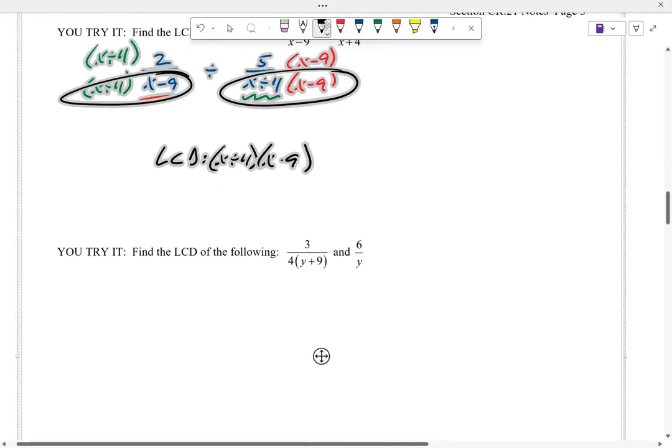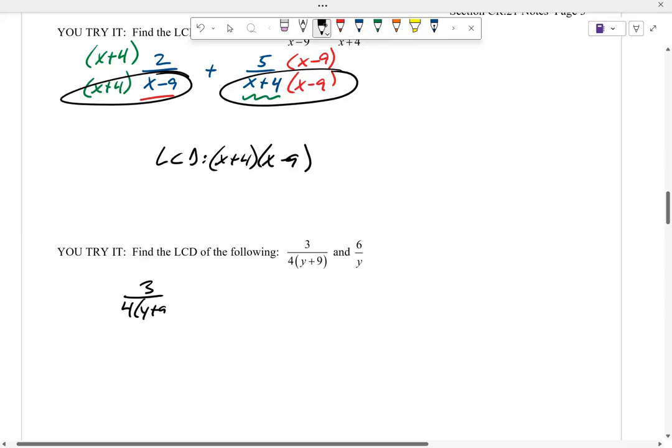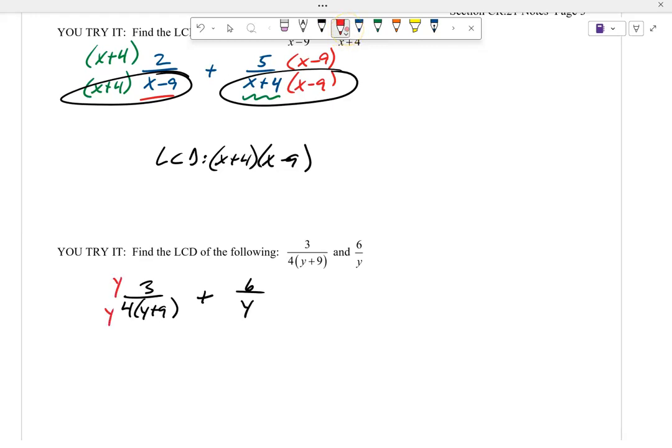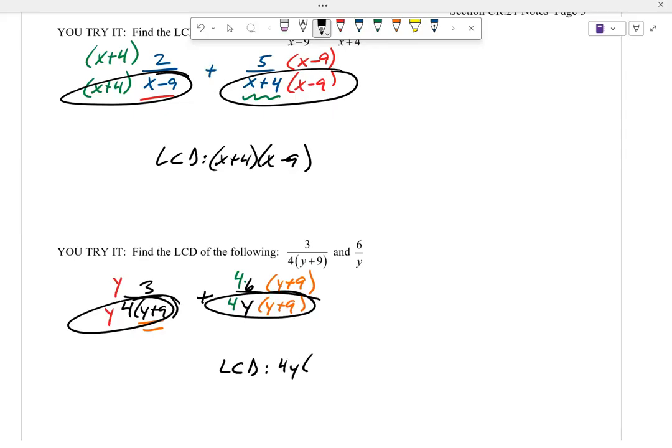Same thing for this one here. If we were adding these up, the one on the right has a y, the one on the left does not, so I'd have to give it a y and a y. Notice the one on the left has a 4, the one on the right does not. I'd have to give it a 4. And finally, the one on the left has a y plus 9, the one on the right does not. I'd have to give it a y plus 9 top and bottom. And there's our least common denominator, would be the 4y, y plus 9 if I were to add these up.